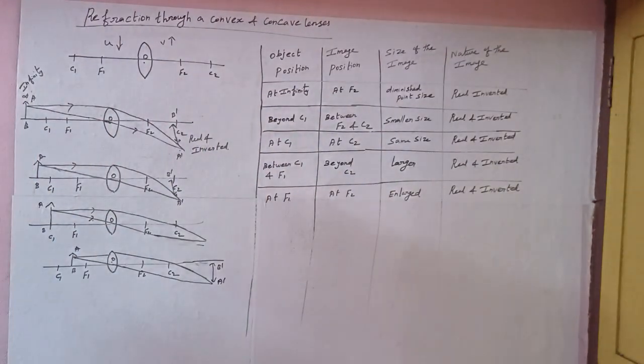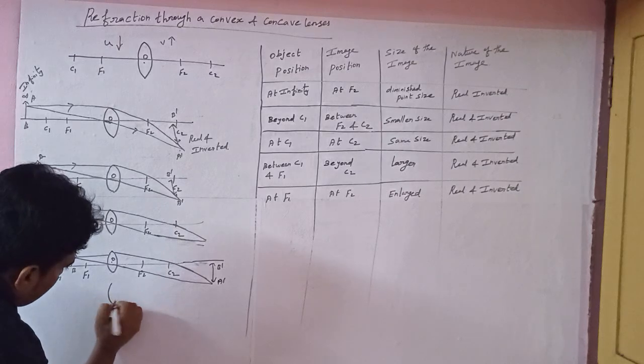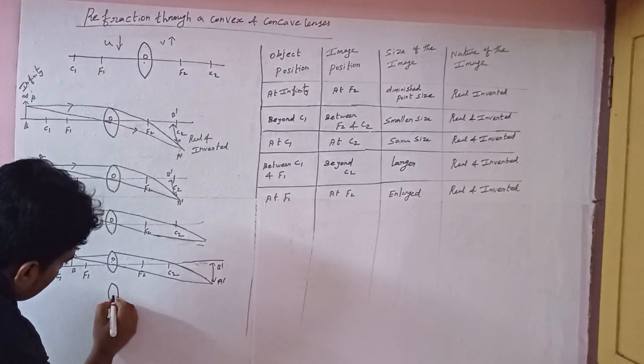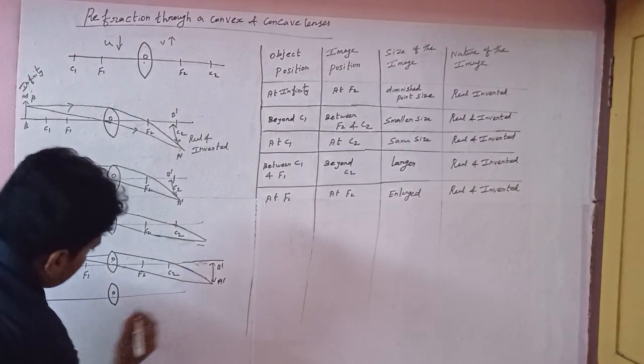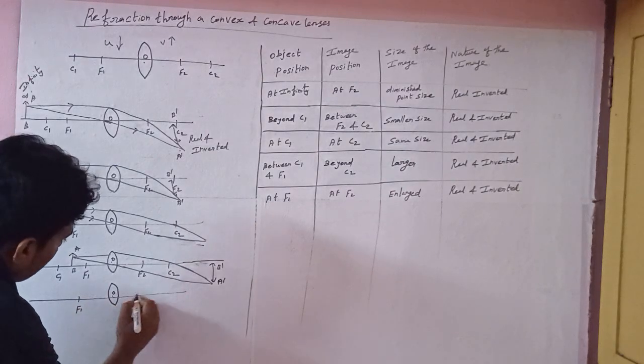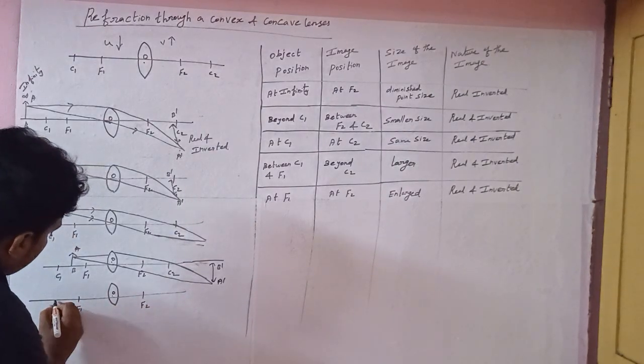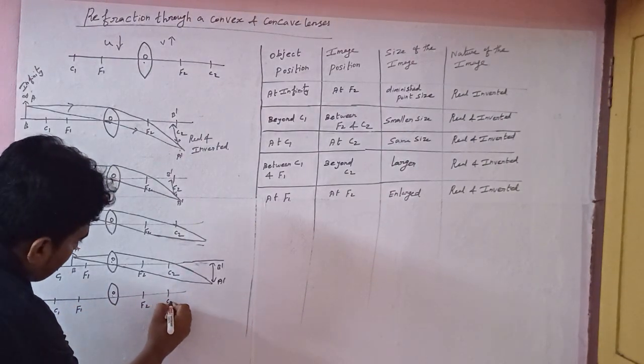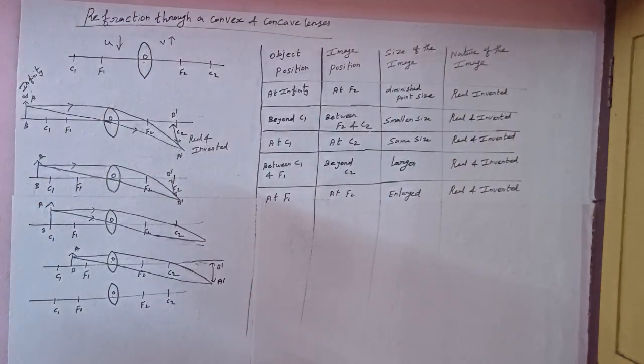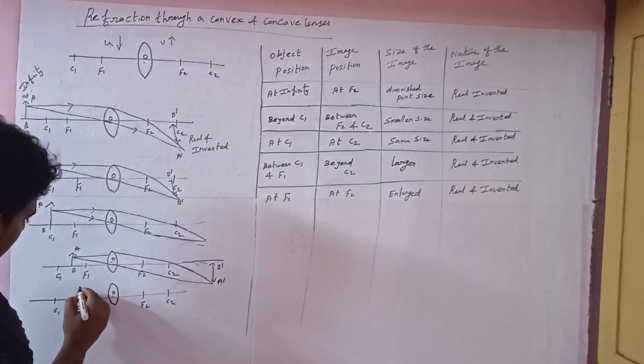So we have to draw the diagram. For example, this is a convex lens. O is the optic center. This is the principal axis. F1 is the object and F2 is the image. C1, C2 are the centers of curvature. So the object is placed at F1, and AB is the object.